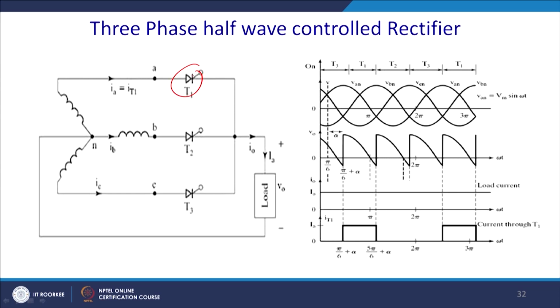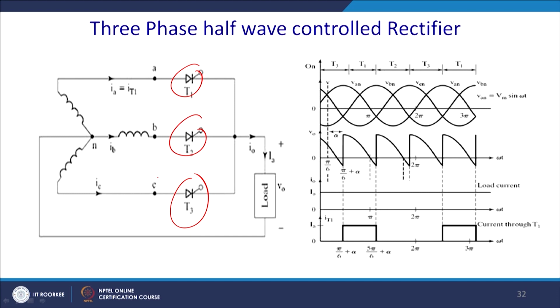Now, let us come to the 3 phase half wave control rectifier. Since in most DC applications we require a controlled source, for this reason we prefer to have a control rectifier. So, there is a thyristor T1, and there is no difference between the diode and the thyristor.